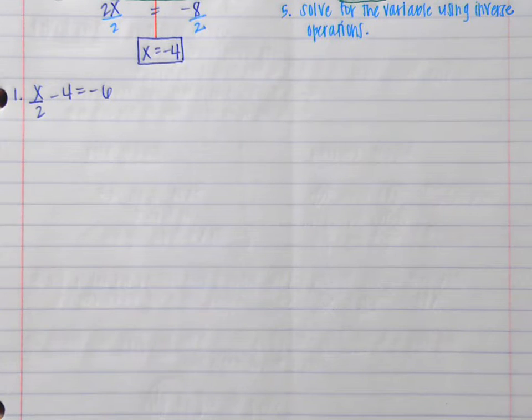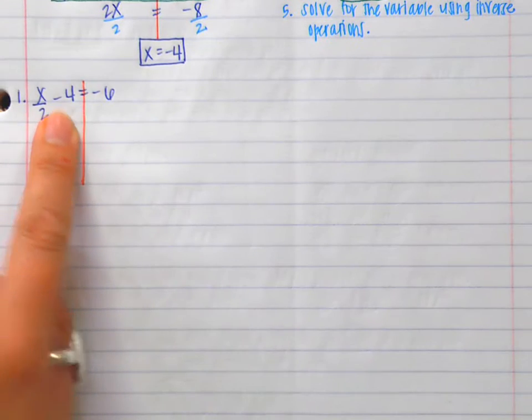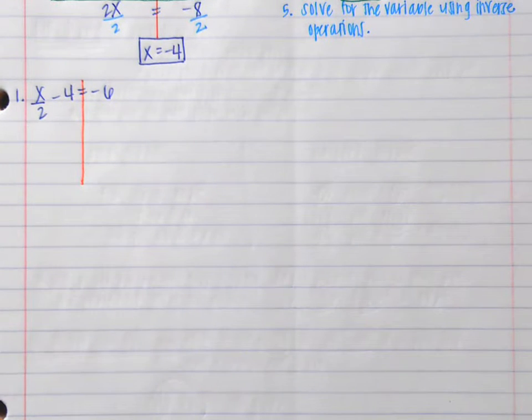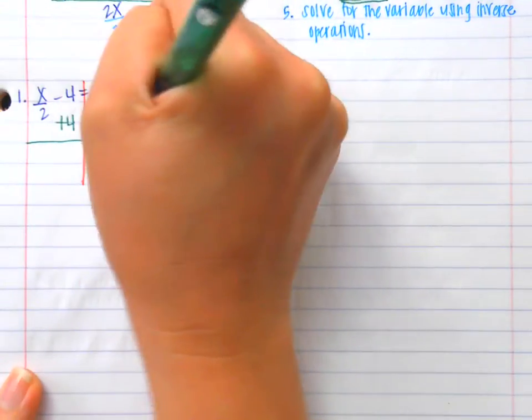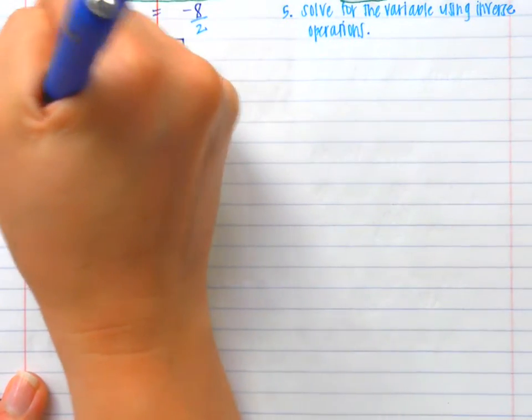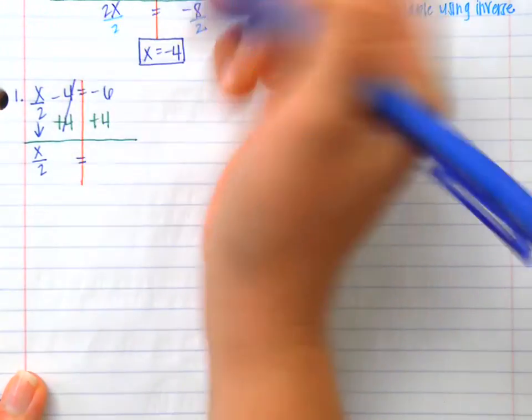Is there anything that we have to distribute? No. Are there any like terms that we have to combine? No. Are there variables on either side of the equation? No. So all I have to do now is move my constants to the other side of the equation. I'm going to draw my line, and I want to undo my addition or subtraction. I have that -4. I want to move the -4 to the other side of the equal sign. Since it's a negative, I'm going to add 4 to both sides of the equation. That x over 2 just comes down. -4 plus 4 is 0, and -6 plus 4 is -2.